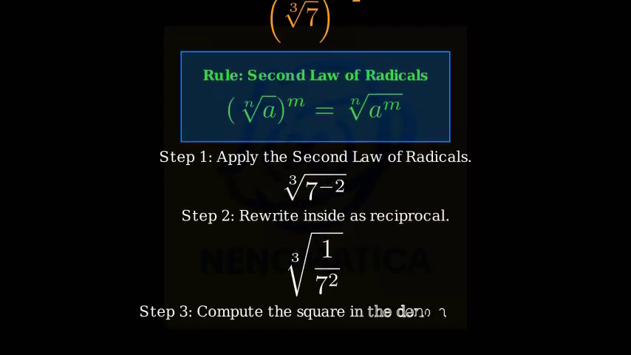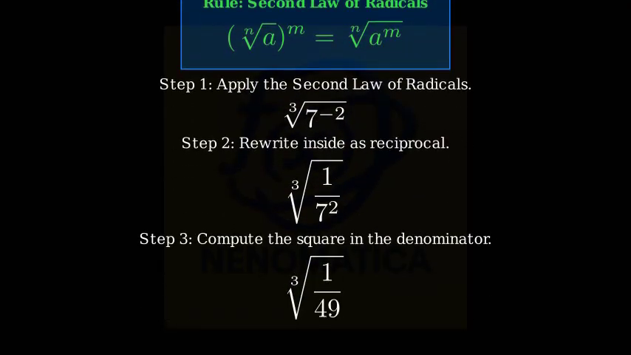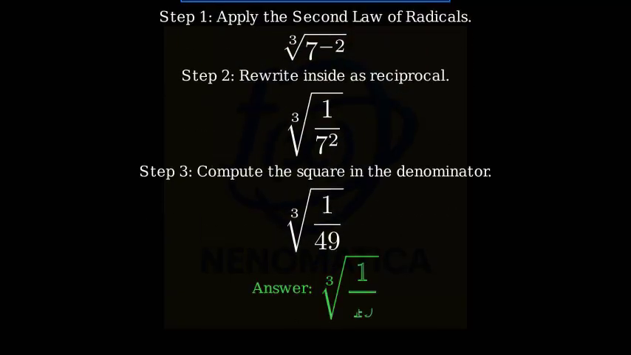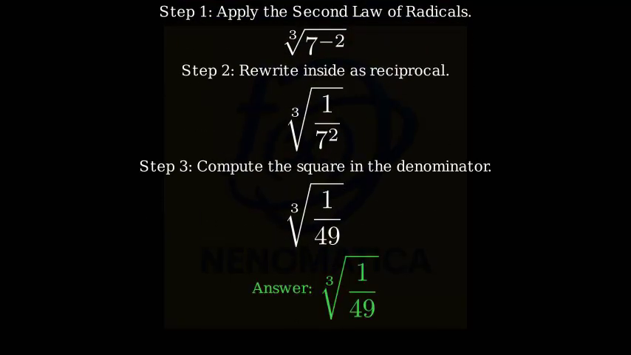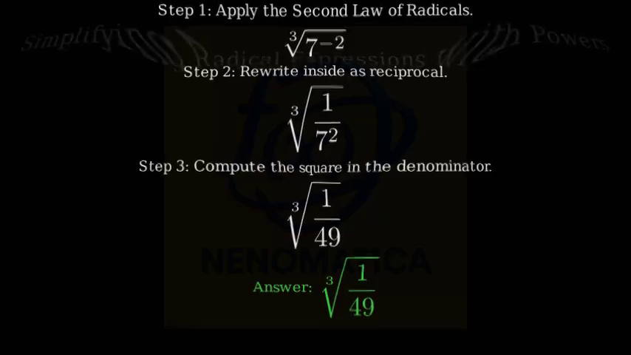Now we can simplify by computing 7 squared, which is 49. So we have the cube root of 1 over 49. And this is our final answer. The cube root of 1 over 49 cannot be simplified further.